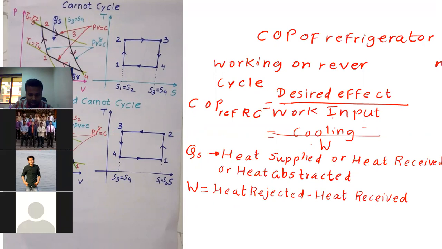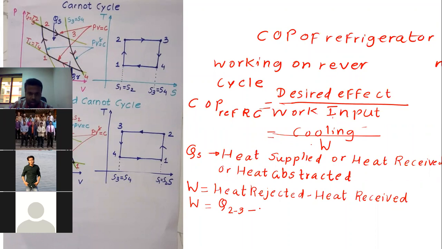Now let us see the diagram. So how to calculate W? Heat is rejected during which process? You can see, during 2 to 3, right? Minus heat is received during which process?